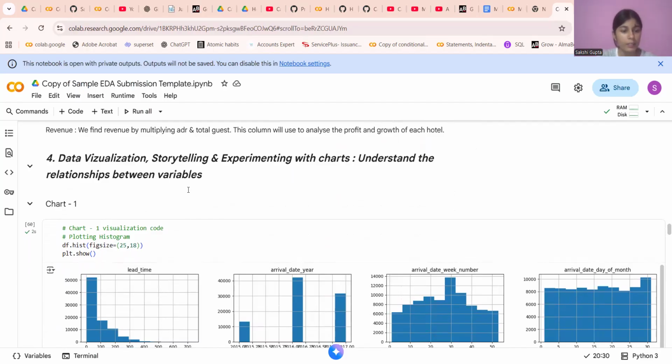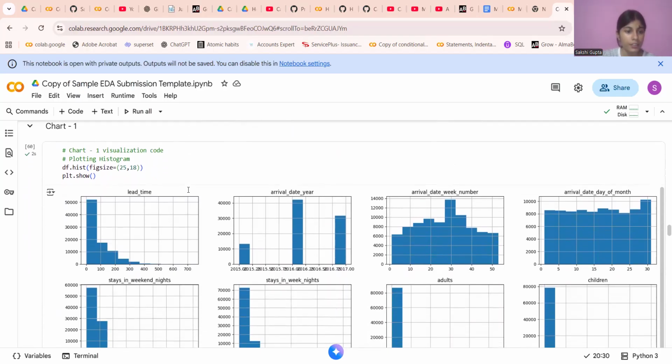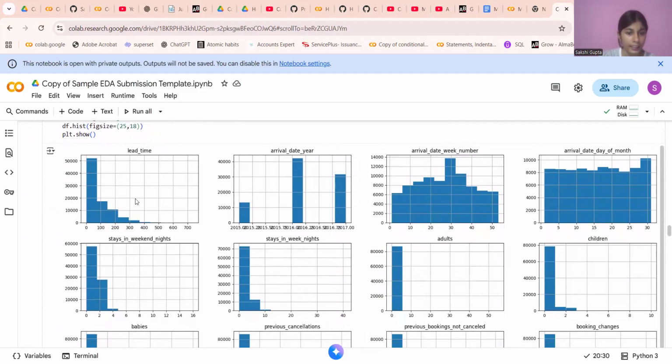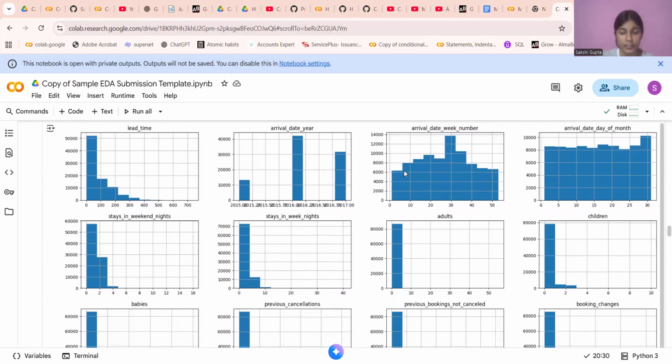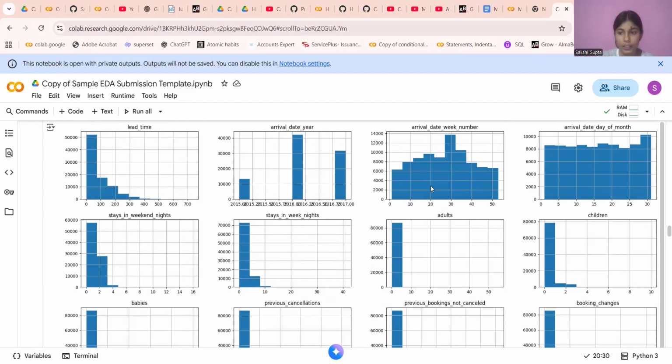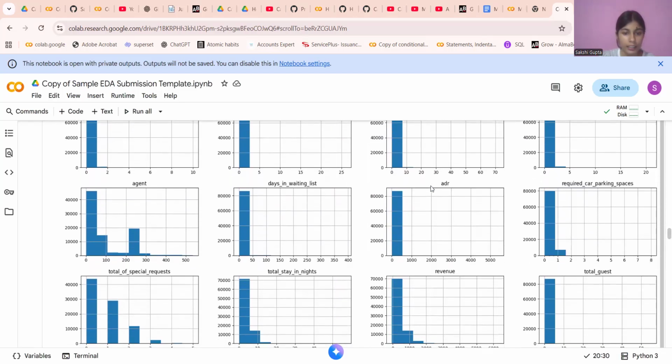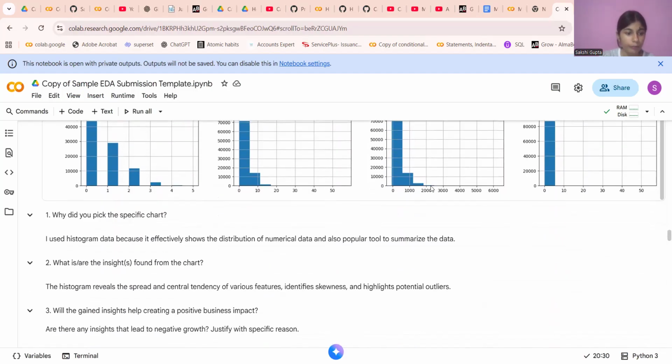Now moving to the data visualization, storytelling and experimenting with the chart to understand the relationship between the various variables. The first chart, I take the histogram chart that shows the lead time, arrival date year, arrival date week number, arrival date of month, babies, days in the waiting list.